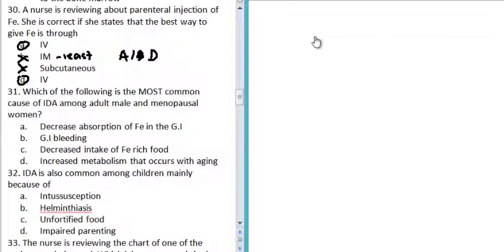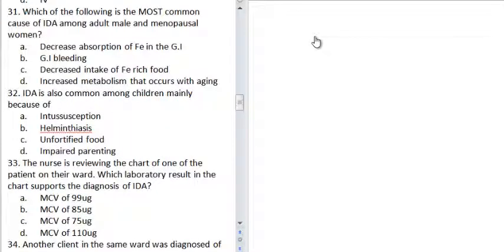Okay. Next. Number 31. Which of the following is the most common cause of iron deficiency anemia among adult males and menopausal women? If this is the question in the board exam or any foreign exam, you should answer B, GI bleeding. This is the most common. Okay, B is the answer.